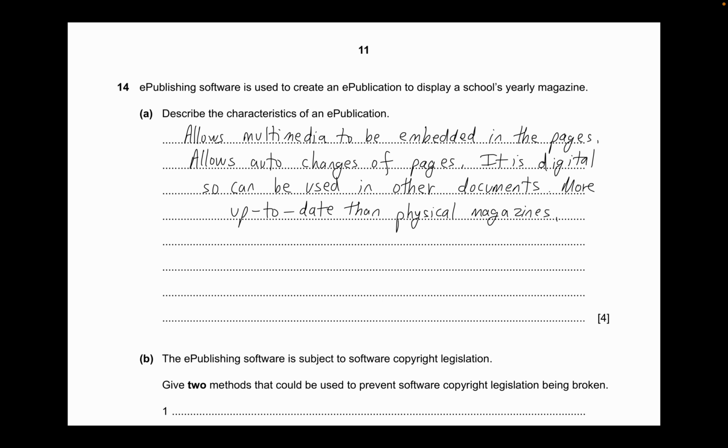So this is 1, 2, 3, 4 points. You have to score that full 4 marks. You can also mention that sections can be linked internally or externally. You can mention that the readers can interact with the e-publication, or you can mention that it can be used by many users simultaneously. These are some other points that you can write for 4 marks.